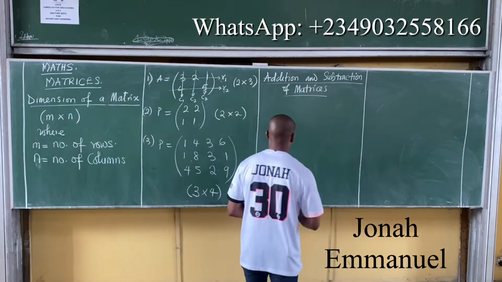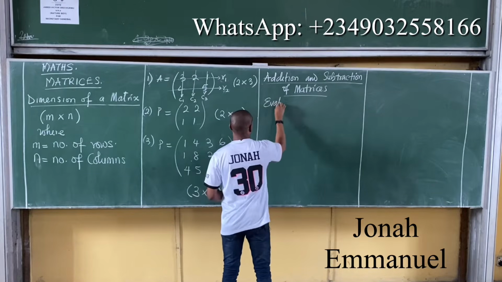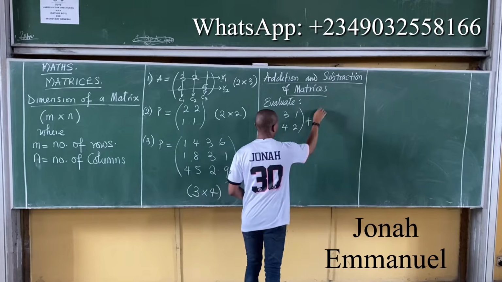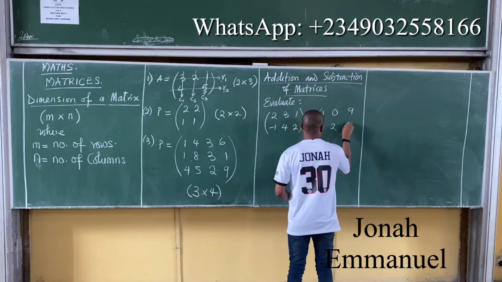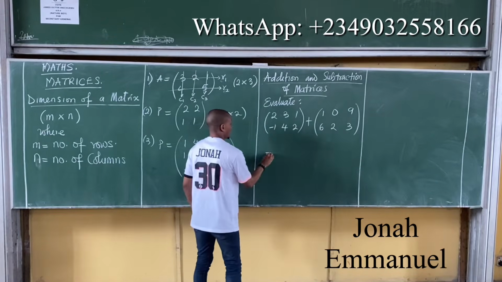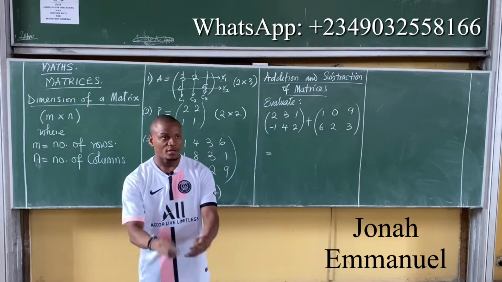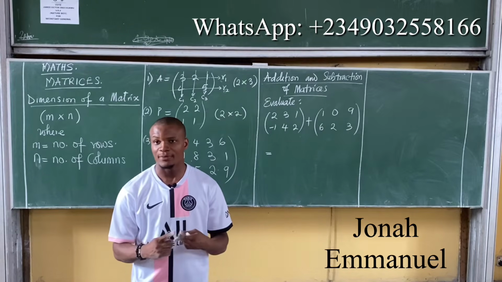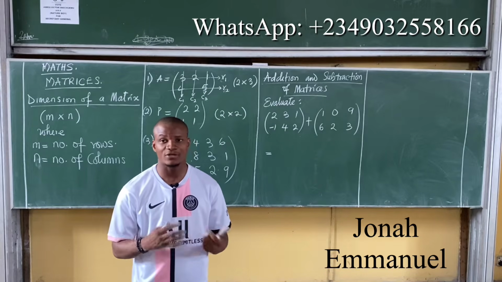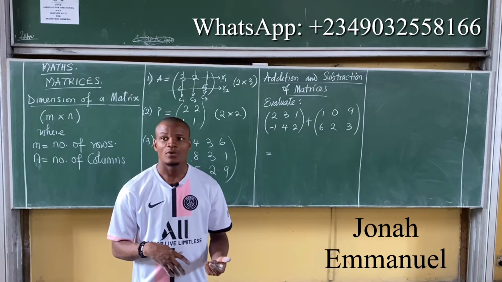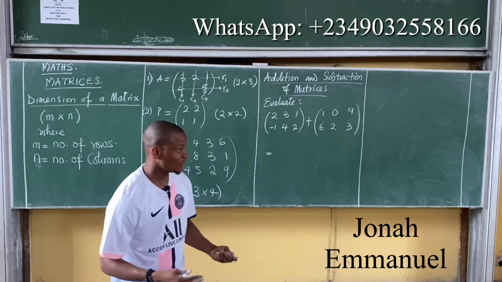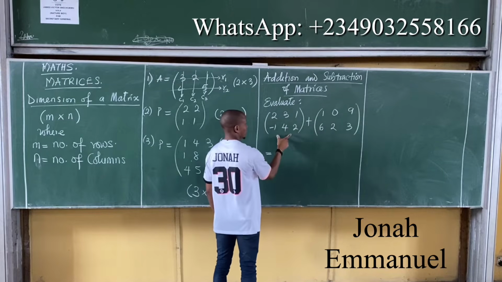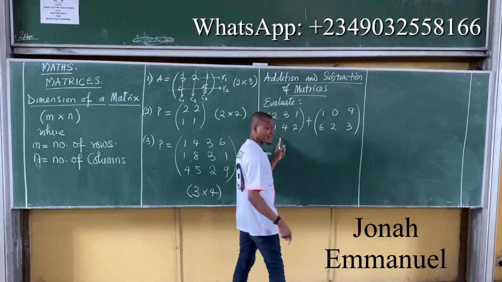Example. Evaluate the matrix 2, 3, 1 over minus 1, 4, 2 plus the matrix 1, 0, 9 over 6, 2, 3. Your first task is to look at the sign there. What's the sign? Plus. So I have to add them. Question: can they add, yes or no? Why do you think they can add? Same dimension. Rows 1, 2, columns 1, 2, 3: this one is 2 by 3, and this one here is 2 by 3. Same dimension.